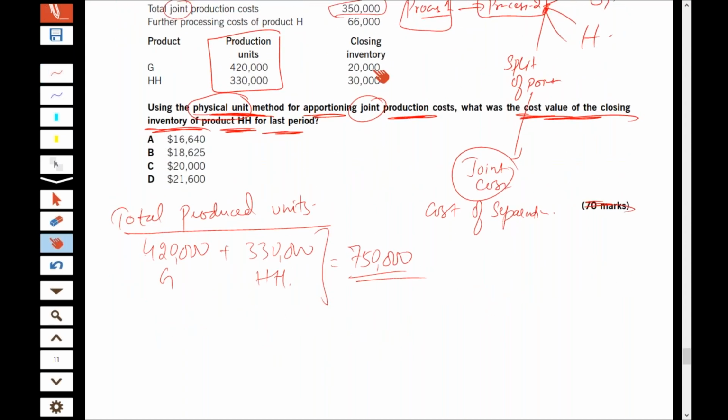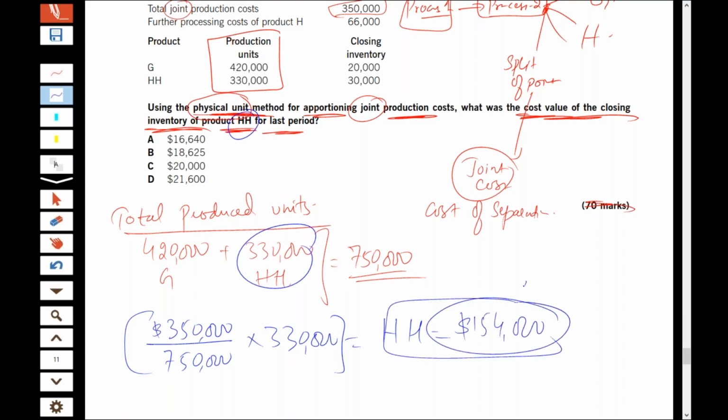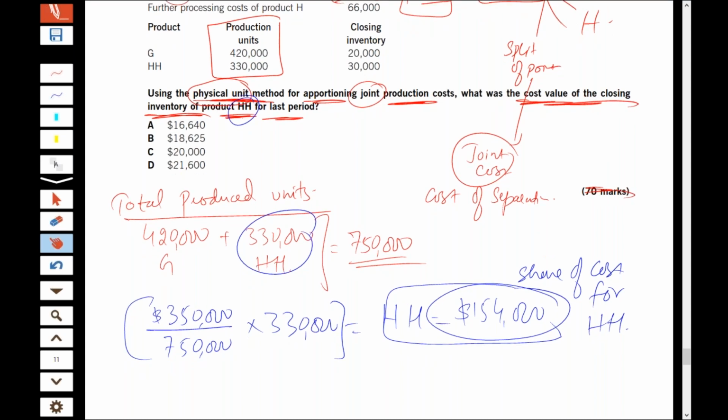750,000, okay. And the joint cost is 350,000. We have been asked for product HH. So 350,000 divided by 750,000 units multiplied by, for HH, it's 330,000. So the product HH will be having a share that is 154,000. 154,000 is the share of cost for HH.